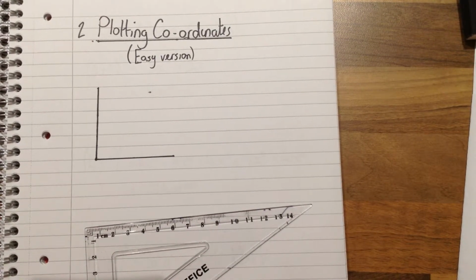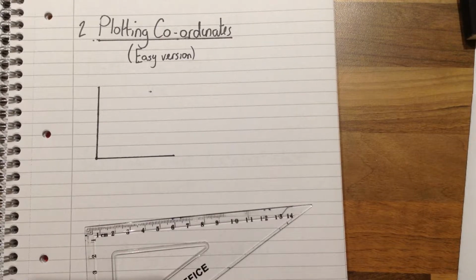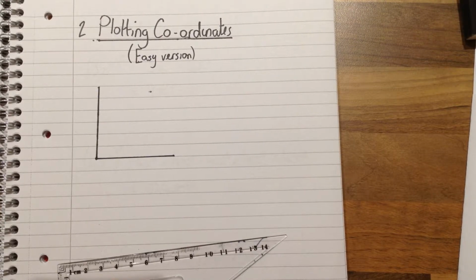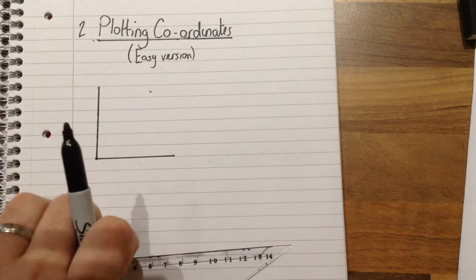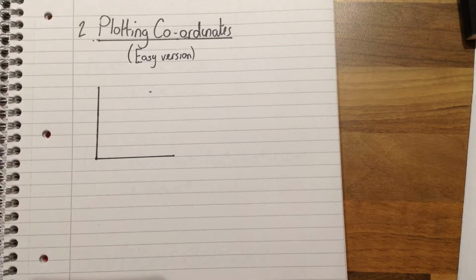In this lesson we're looking at plotting coordinates. We're going to start with the easier version where we've only got one quadrant, so it's only dealing with positive numbers to start off with. In the next few lessons we'll start having a look at the negative numbers as well. Now this is something you've probably done quite a bit and have seen all the way through school.